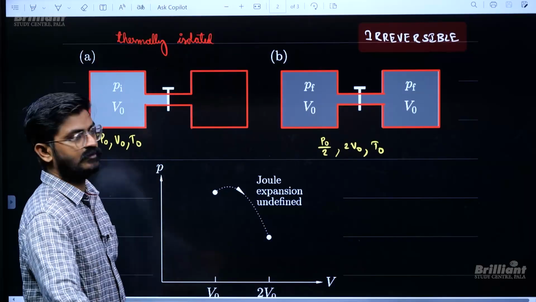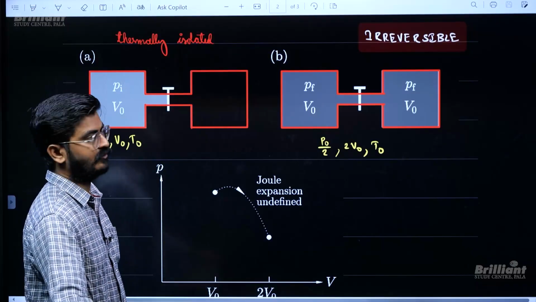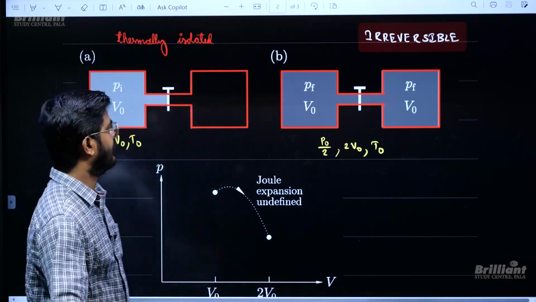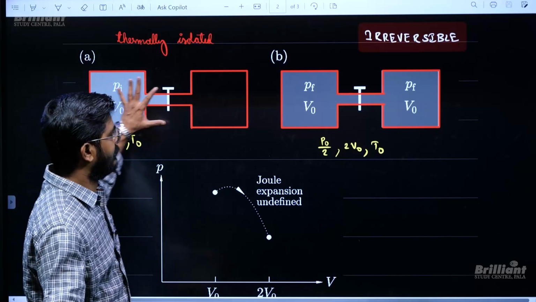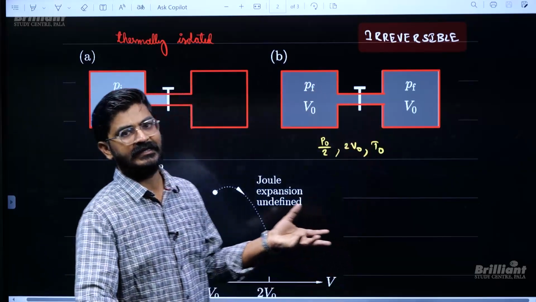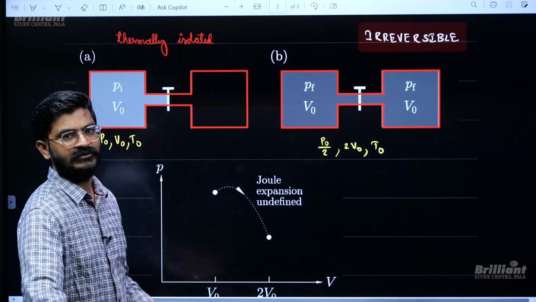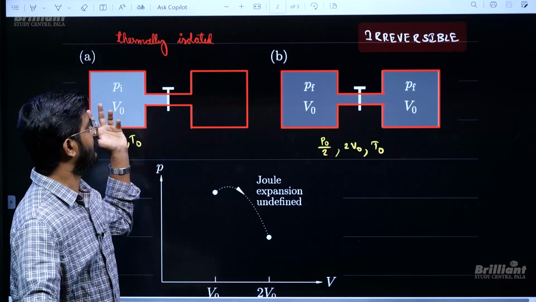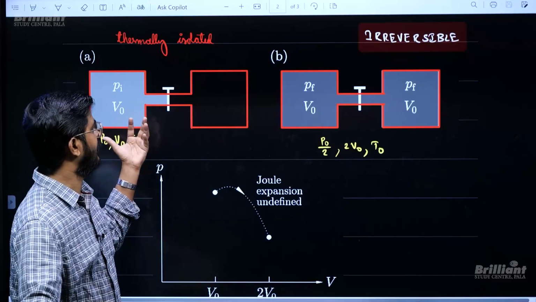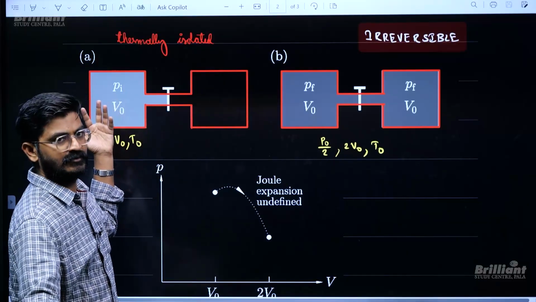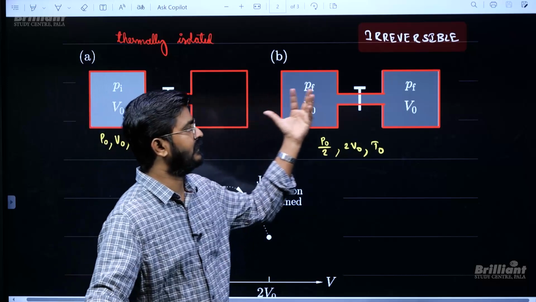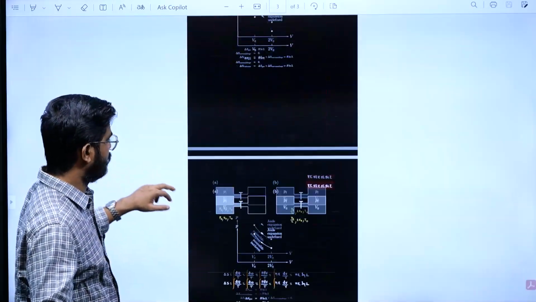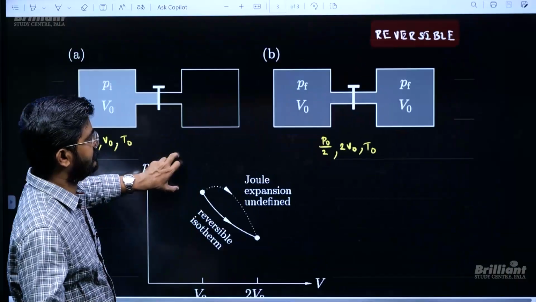Now for an irreversible process, we don't know how to calculate change in entropy, but we know entropy is a state function. So if we can create this initial situation and this final situation in some reversible process, then we can use our formula and do it. So let us see a similar scenario where the initial situation in a reversible process is like this and the final situation is like this.